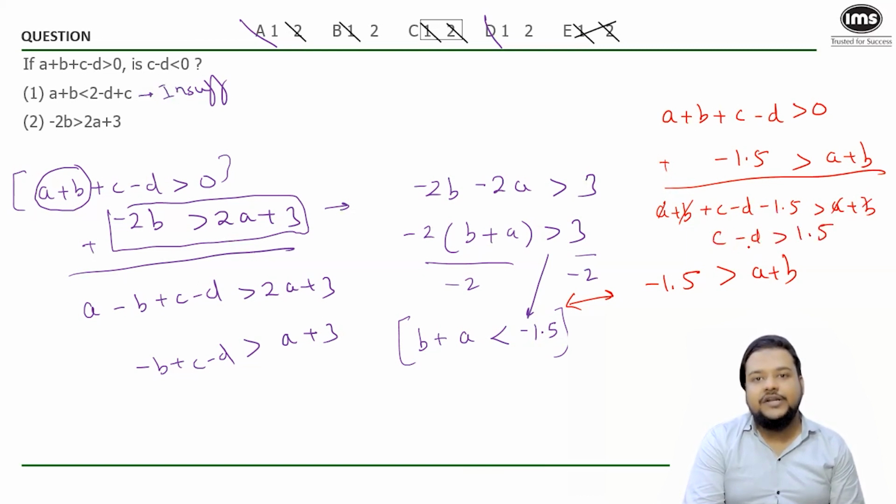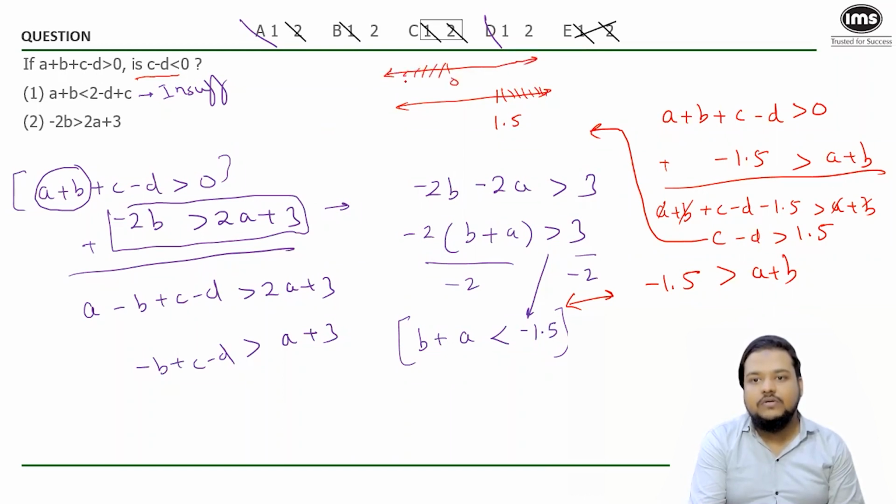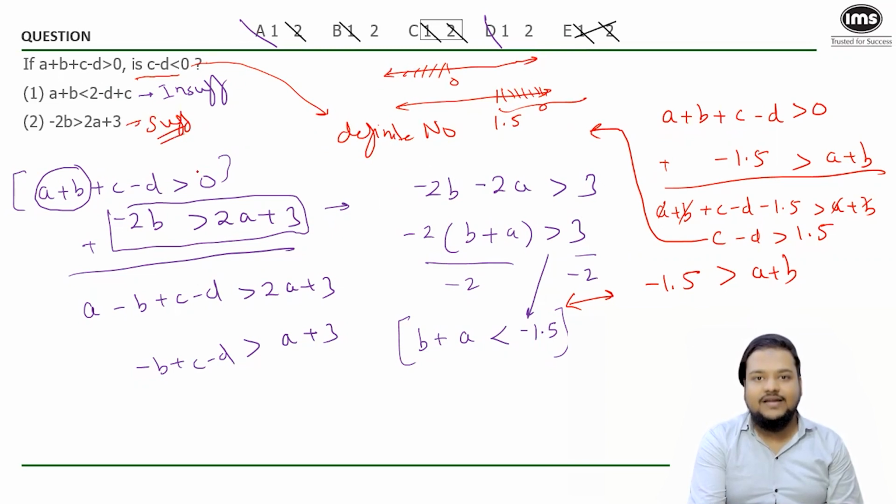And if C minus D is greater than 1.5, what will be the answer to your question? Is C minus D less than 0? Just think. I am saying that C minus D is greater than 1.5, and the question is asking, is C minus D less than 0? So any value greater than 1.5 will not be less than 0. And hence the answer to my question will be a definite no. And remember, whenever we get a definite no as the answer, the statement becomes sufficient, right? Hence the answer of this question will be option B.